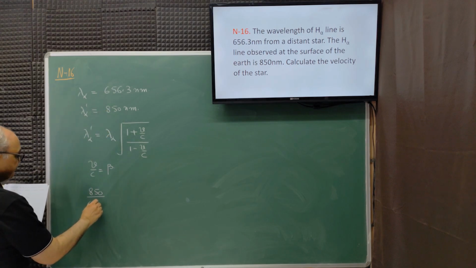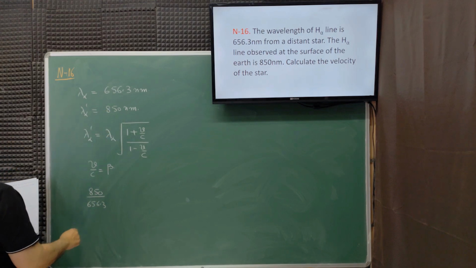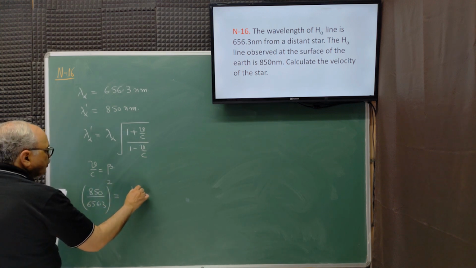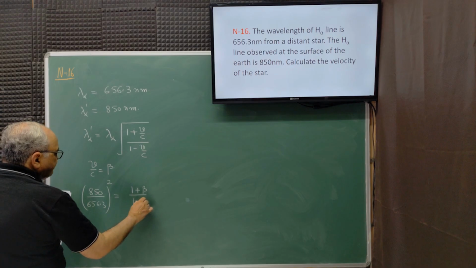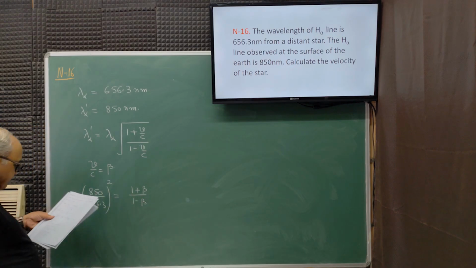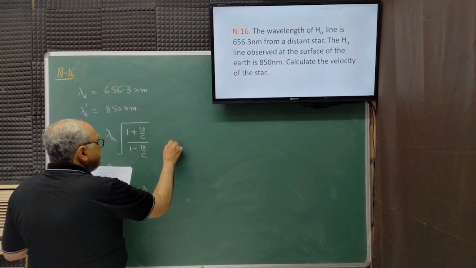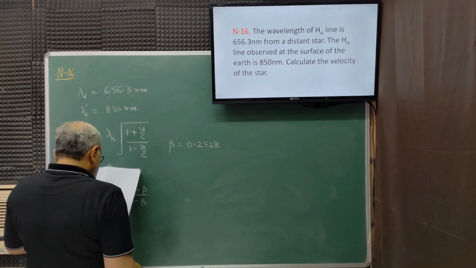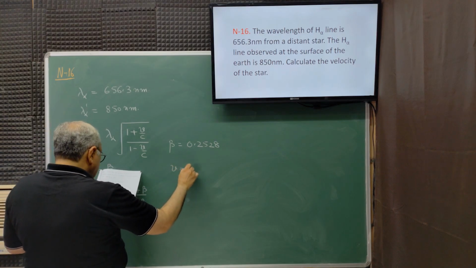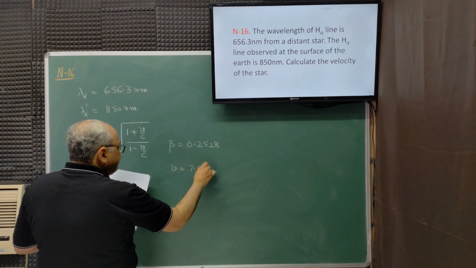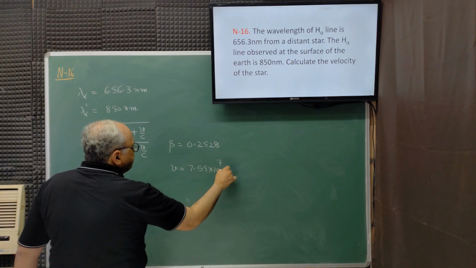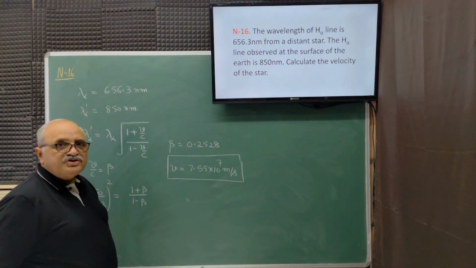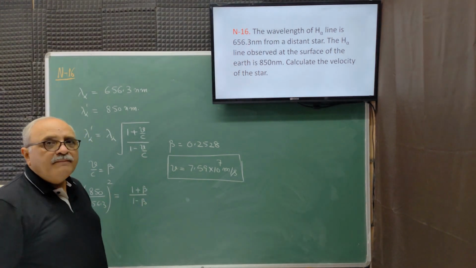So this is 850 over 656.3, and that equals, taking the square of it, (1 plus beta) divided by (1 minus beta). Cross multiply, and if you solve for beta, beta comes out to be 0.2528, which gives you the velocity as 7.59 into 10 to the power 7 meter per second. So this is the velocity of the star which is receding from us.